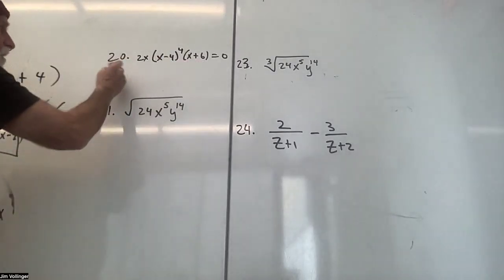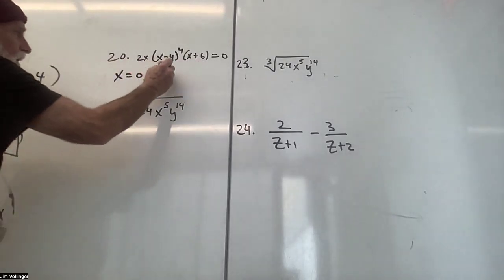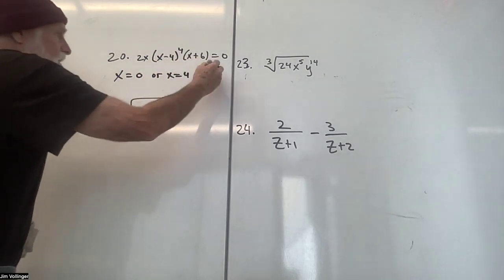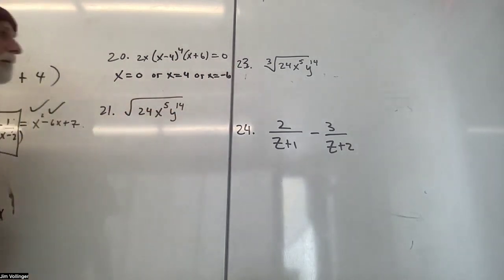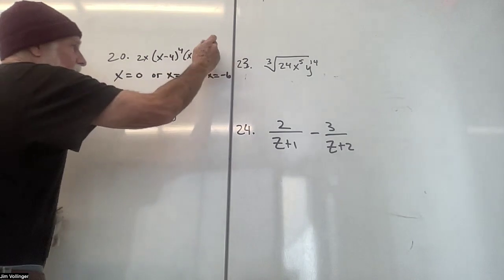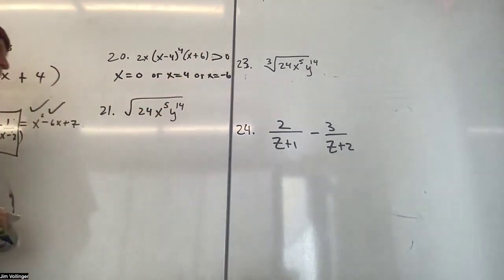When's this equal to 0? When x equals 0, or when x equals 4, or when x equals -6. All right, we got to get good at that because we're going to be graphing these soon, and we're going to be finding out when they're greater than 0 and such and such.